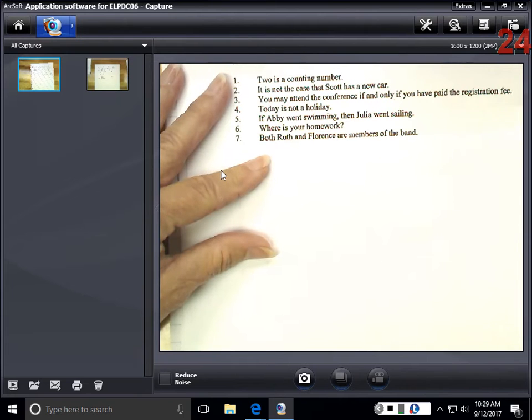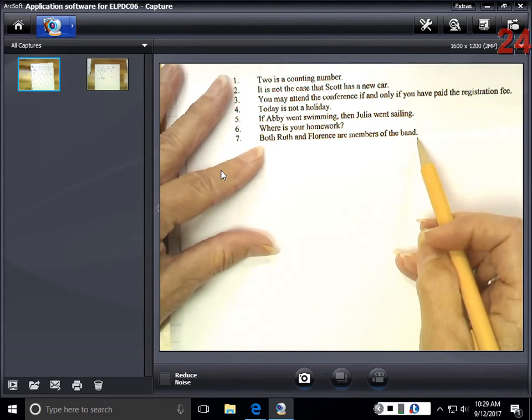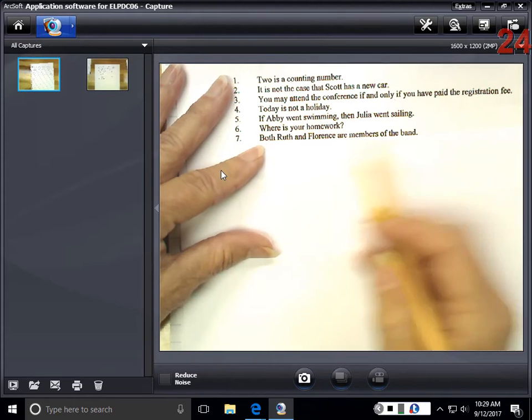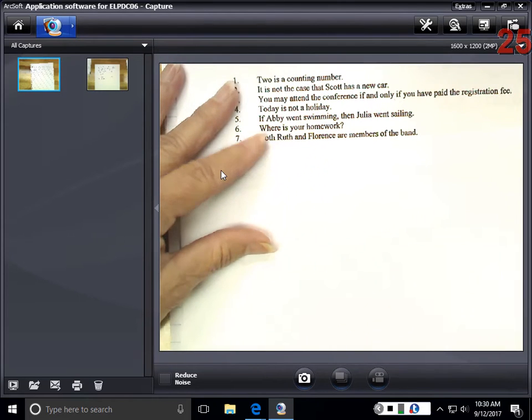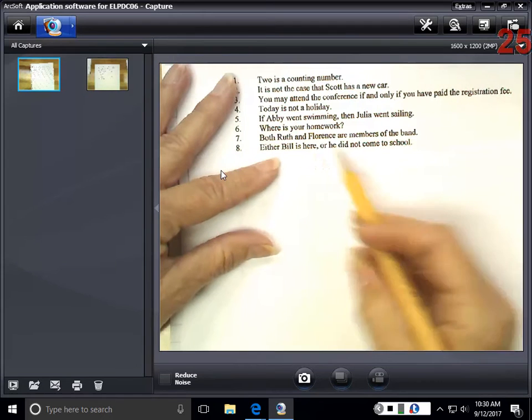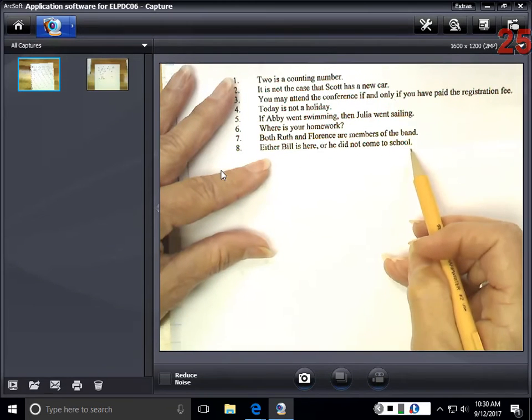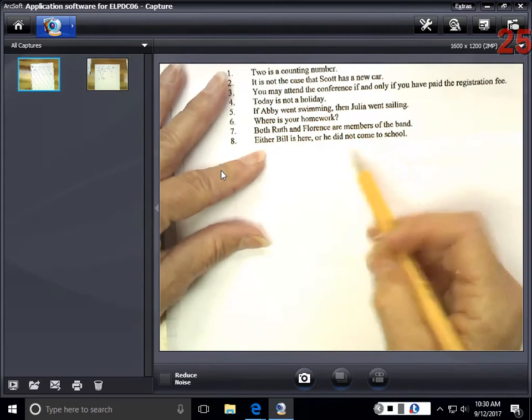Both Ruth and Florence are members of the band. Compound, because it has an and. If it has an and, which one of those is it? Conjunction. So compound and conjunction. Either Bill is here or he did not come to school. Compound, because it has an or.